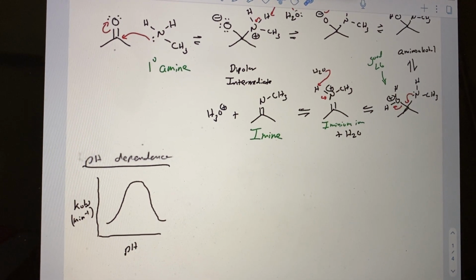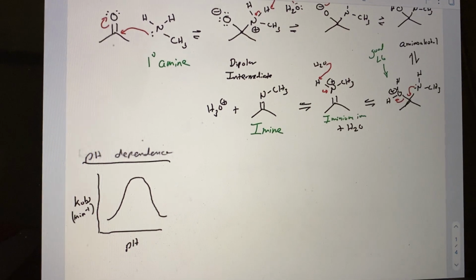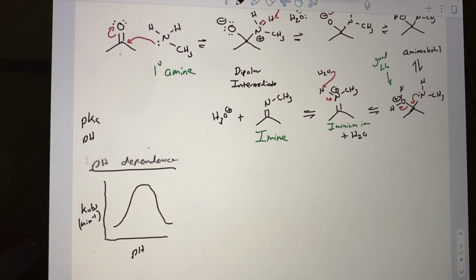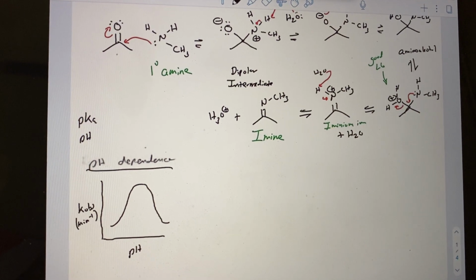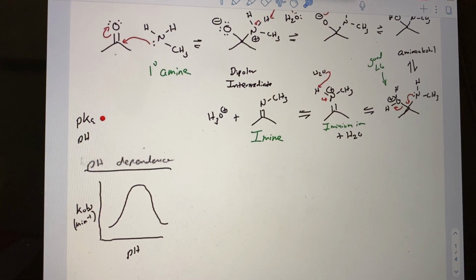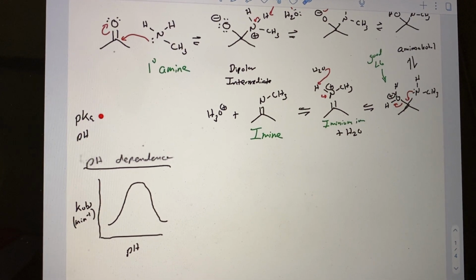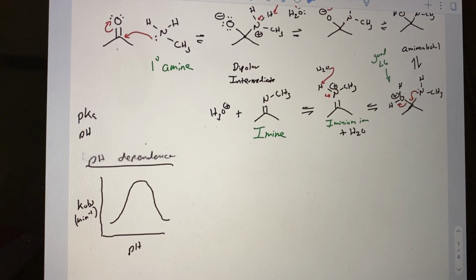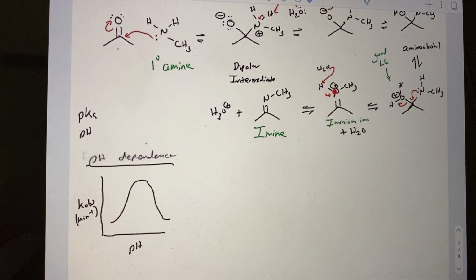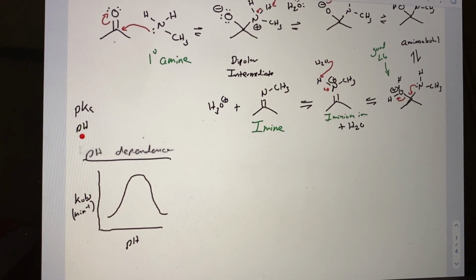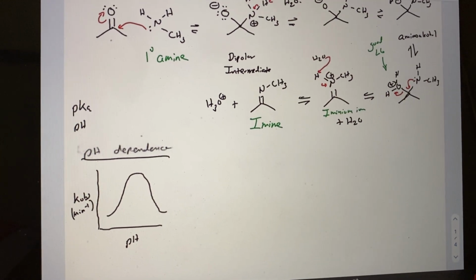So one thing to remember is the difference between a pKa and the pH when we're talking about something. Remember, the pKa refers to the acid dissociation constant of a particular group. And so there's a pKa for deprotonation of this iminium ion in the reactions or something like that. The pH is referring to the hydronium ion concentration in the solution, a property of the solution.